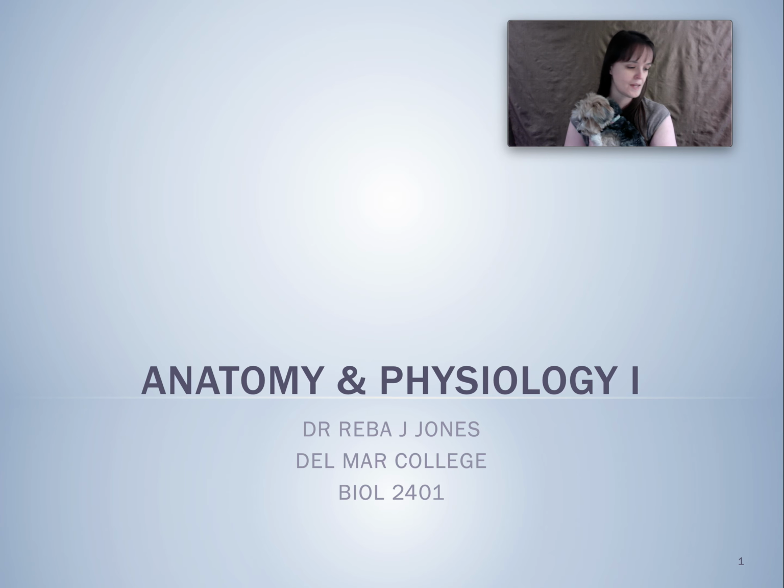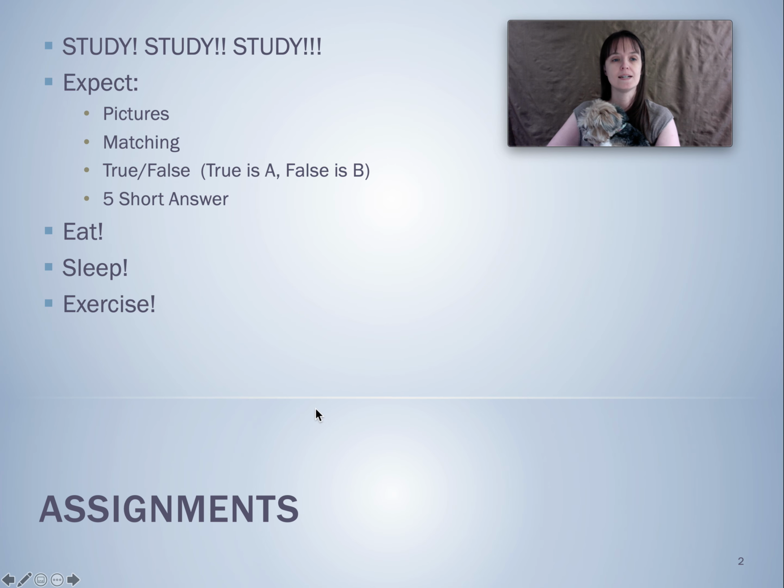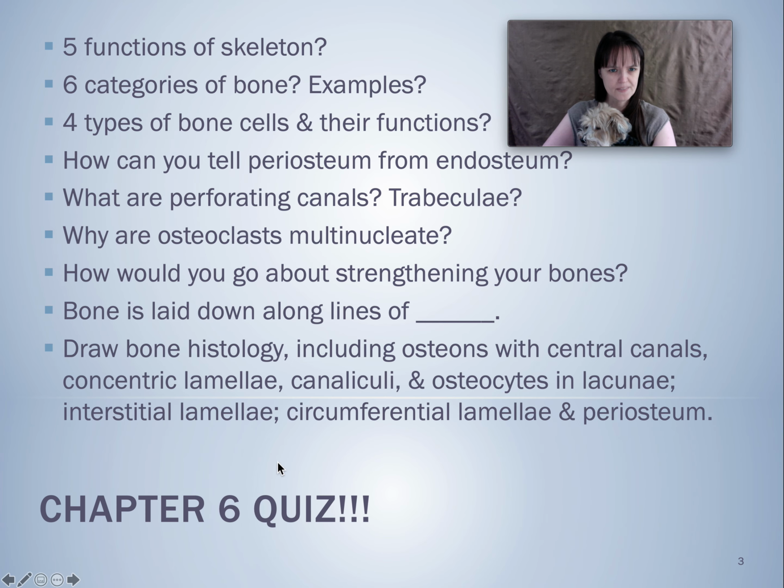All right, so we are moving on to chapter 9, and chapter 9 is about joints. Expect pictures, matching, and true/false on the test, and we are not having short answers. Also, I do recommend you eat, sleep, and exercise, because your brain will work better if you eat, sleep, and exercise. True story.